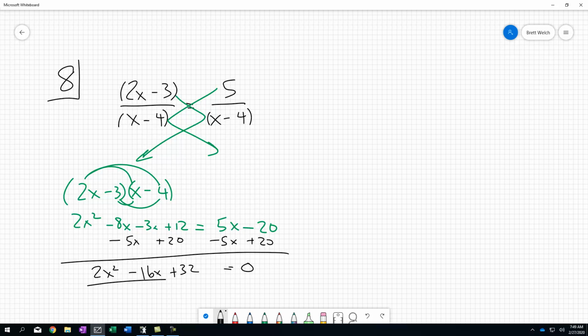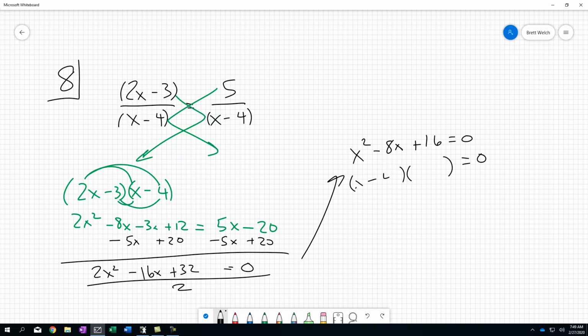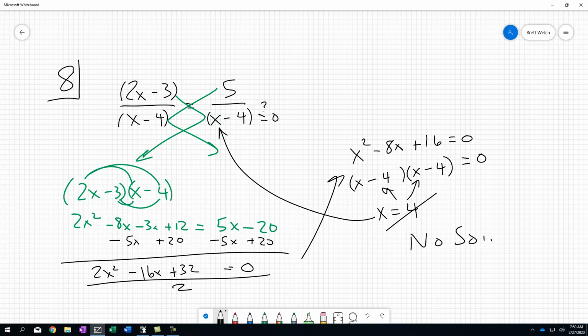I notice all these divide by 2, so I'm going to do that to the whole problem just really quickly to clean it up. It creates x squared minus 8x plus 16 equals 0, which factors into x minus 4 and x minus 4, which means the only answer I get is 4. I get it once or twice, it doesn't matter. But when I check that answer, that makes the bottom equal to 0, which is bad. So we reject our answer and we have no solution.